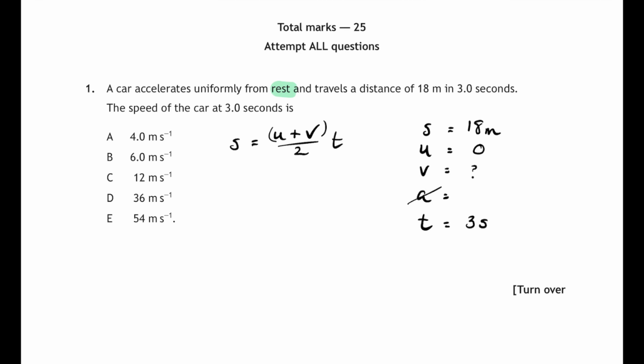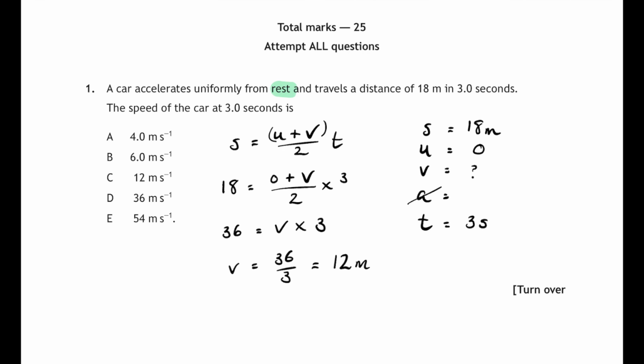And if we sub everything in, therefore 18 equals 0 plus V over 2 times 3. Multiply both sides by 2 gives us 36 equals V times 3. So V is equal to 36 divided by 3, and that's 12 metres per second. And that corresponds to answer C. Okay, moving on, question 2.